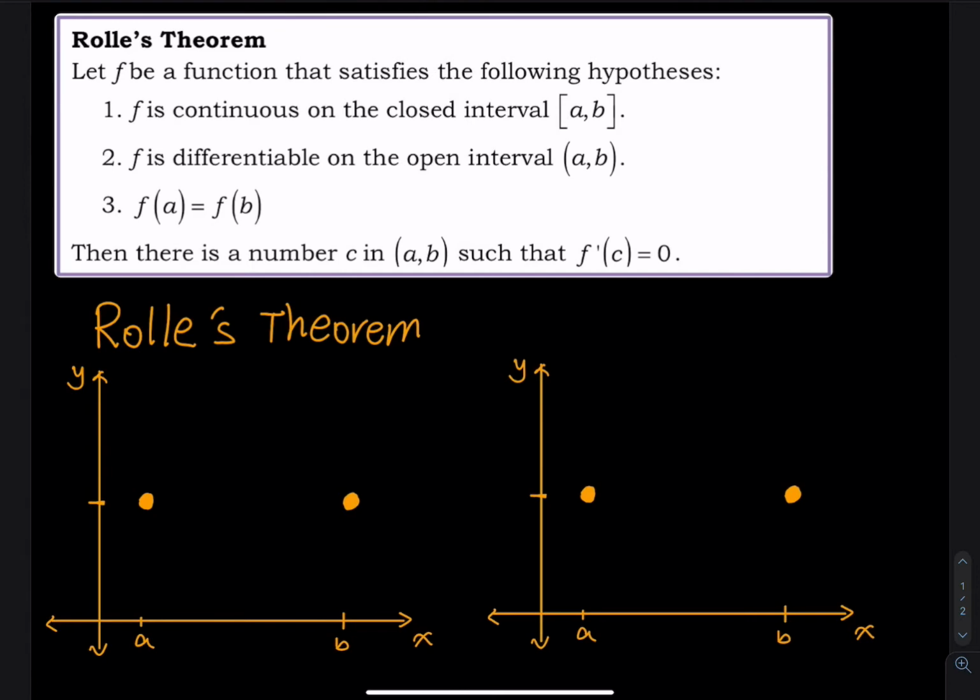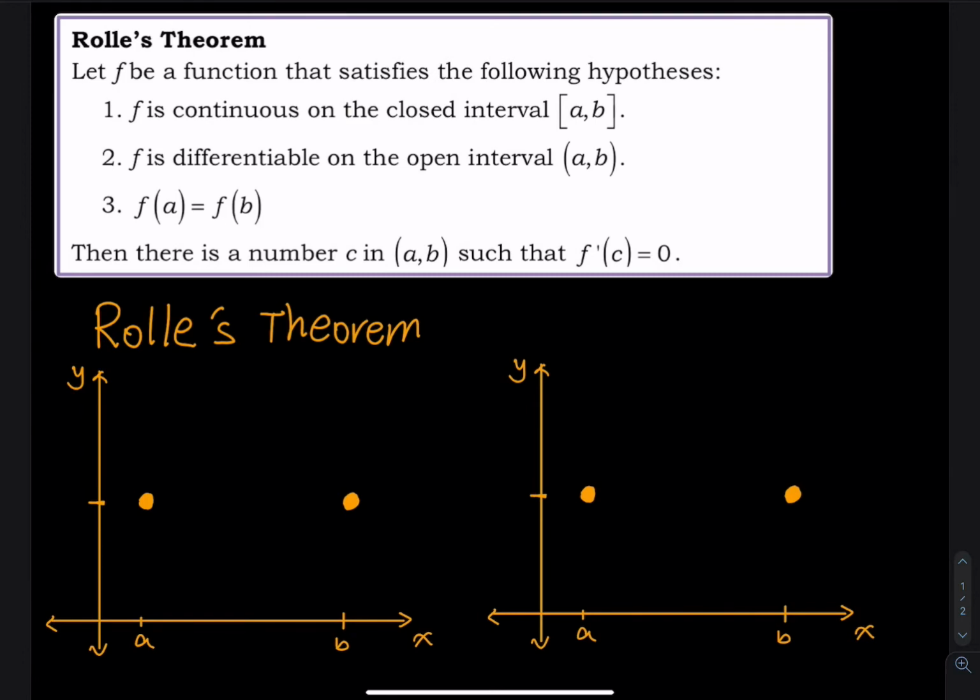Okay, what is Rolle's theorem? Let f be a function that satisfies the following hypotheses. Number one, f is continuous on the closed interval [a, b]. Number two, f is differentiable on the open interval (a, b). And then f(a) equals f(b). Then there is a number c in (a, b) such that f'(c) equals 0.